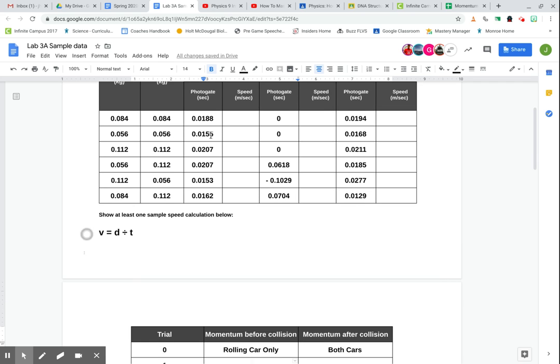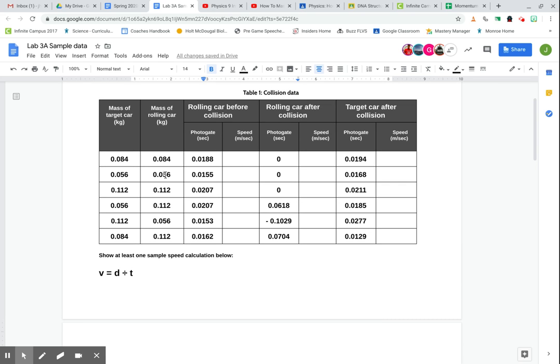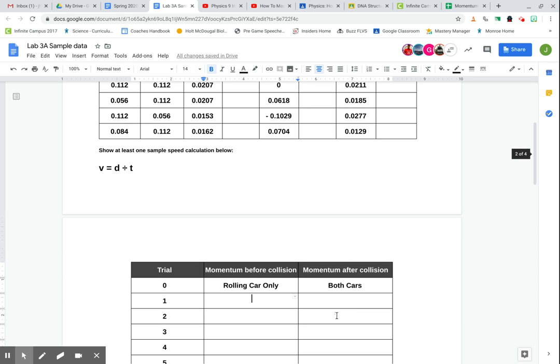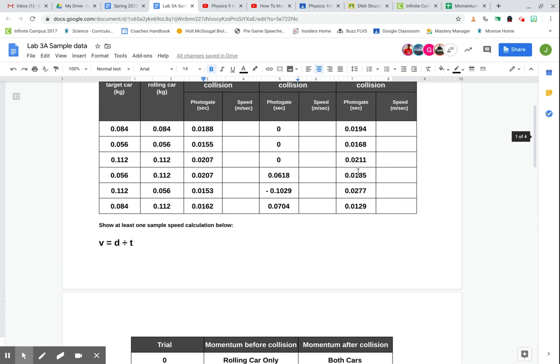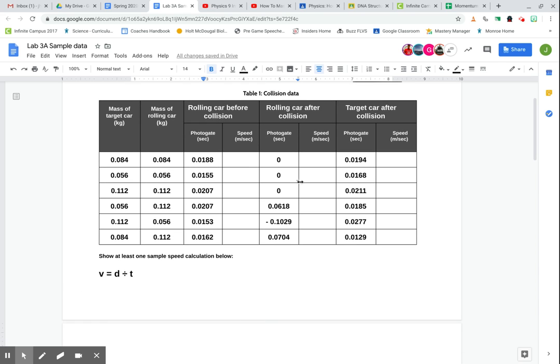Do the same thing for this trial. Mass of the rolling car times the speed of the rolling car, get a number. Mass of the target car times the speed of the target car, get a number. Place that right here. Then continue to do that all the way down for both of these. So you're calculating the momentum of the rolling car after collision and the momentum of the target car after collision, and then calculating the total momentum by adding both those momentums together.